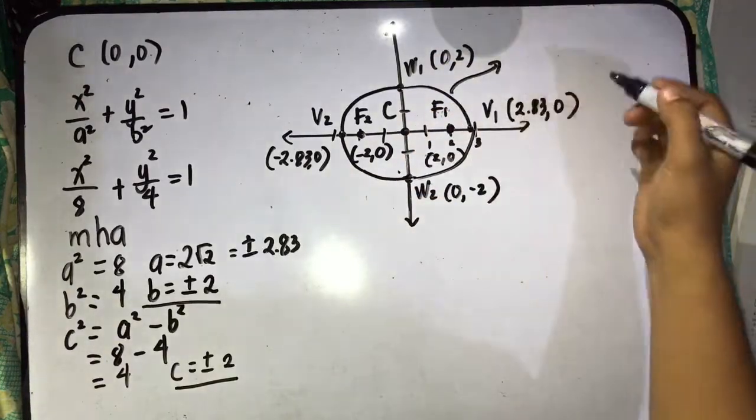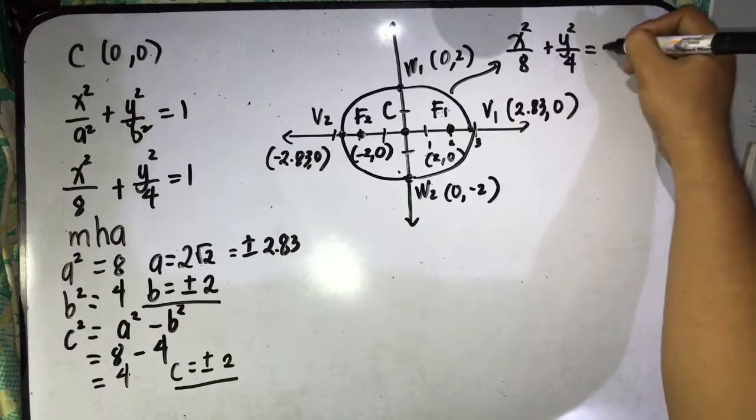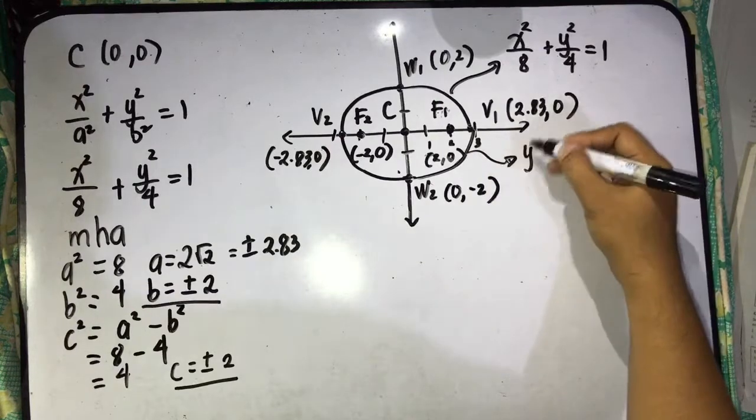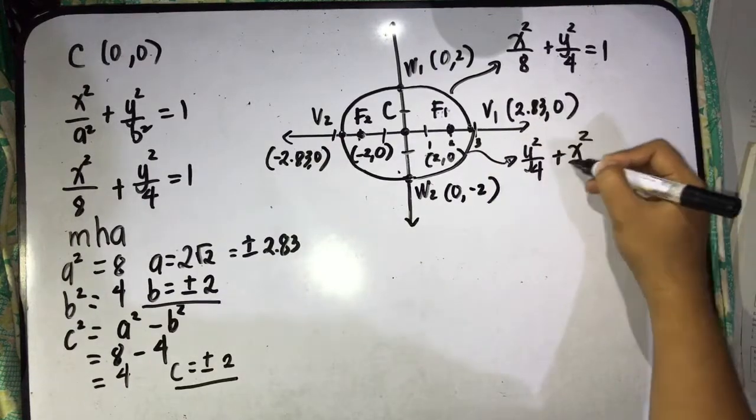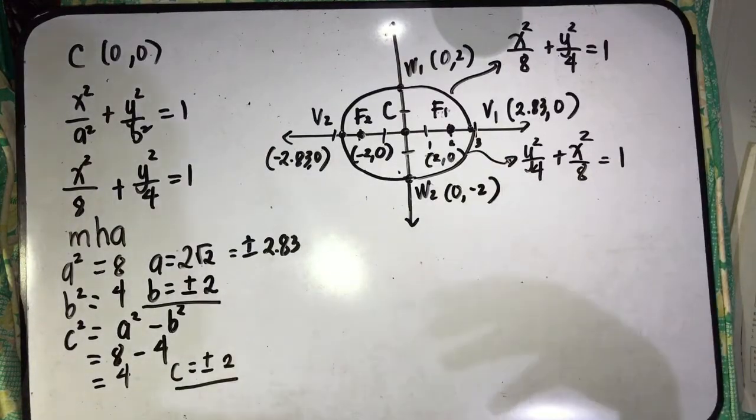What is the equation of the ellipse? X squared over 8 plus y squared over 4 is equal to 1. Okay lang ba na magkabaliktad? Okay lang din na magkabaliktad, or y squared over 4 plus x squared over 8 is equal to 1. Ganun lang siya. So, let's have another example.